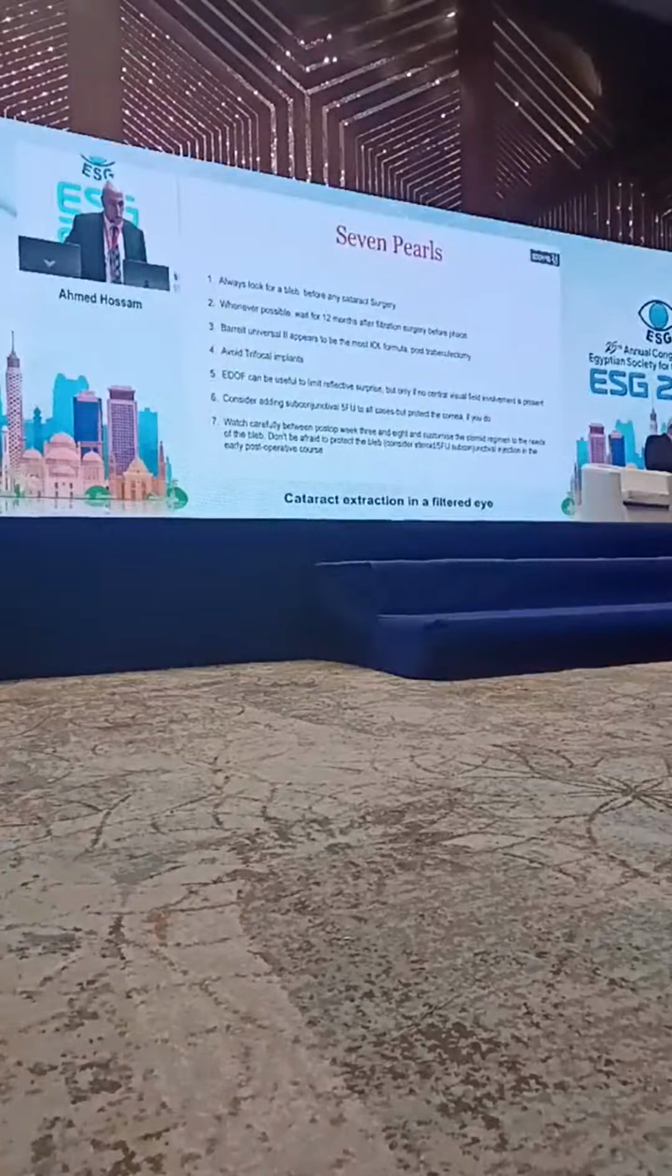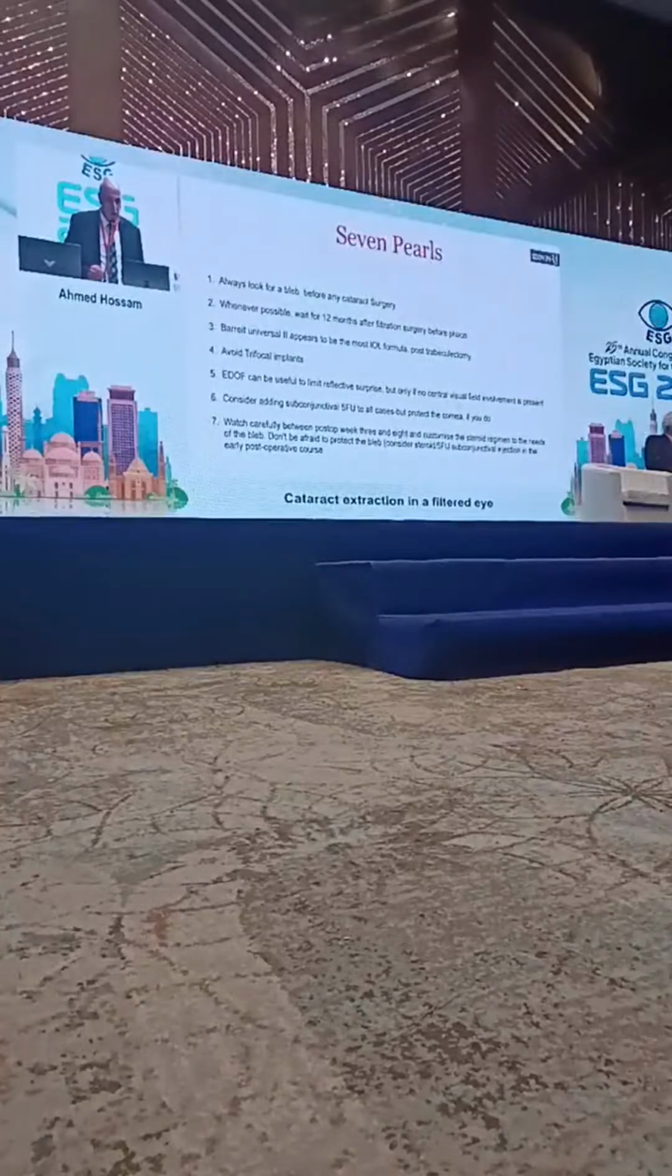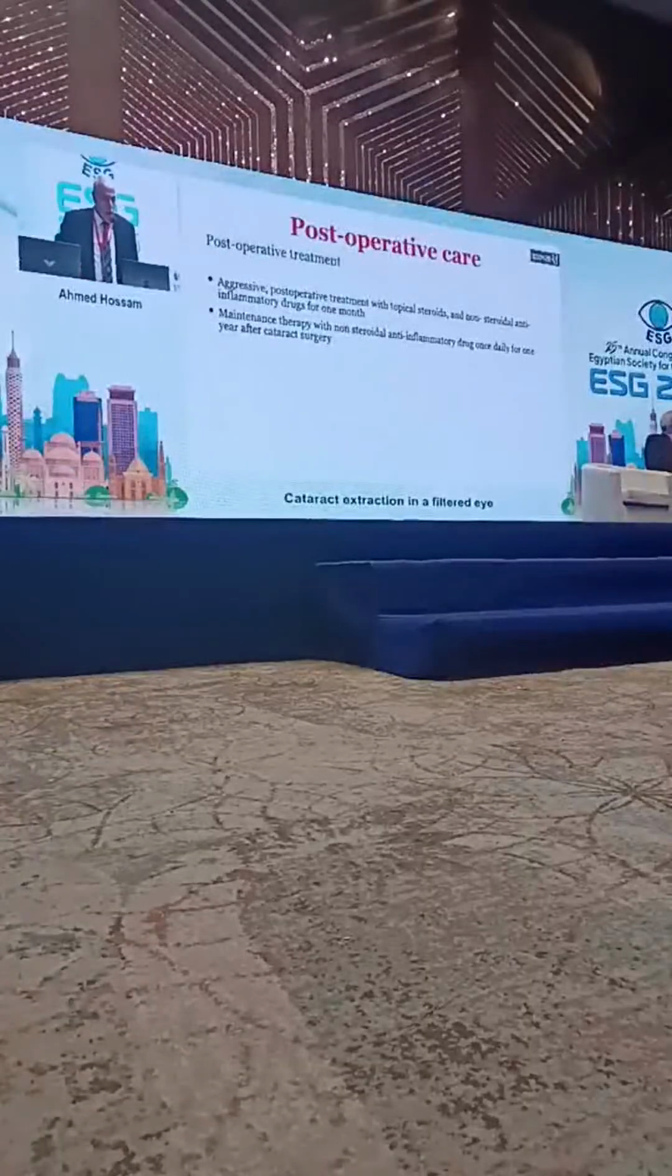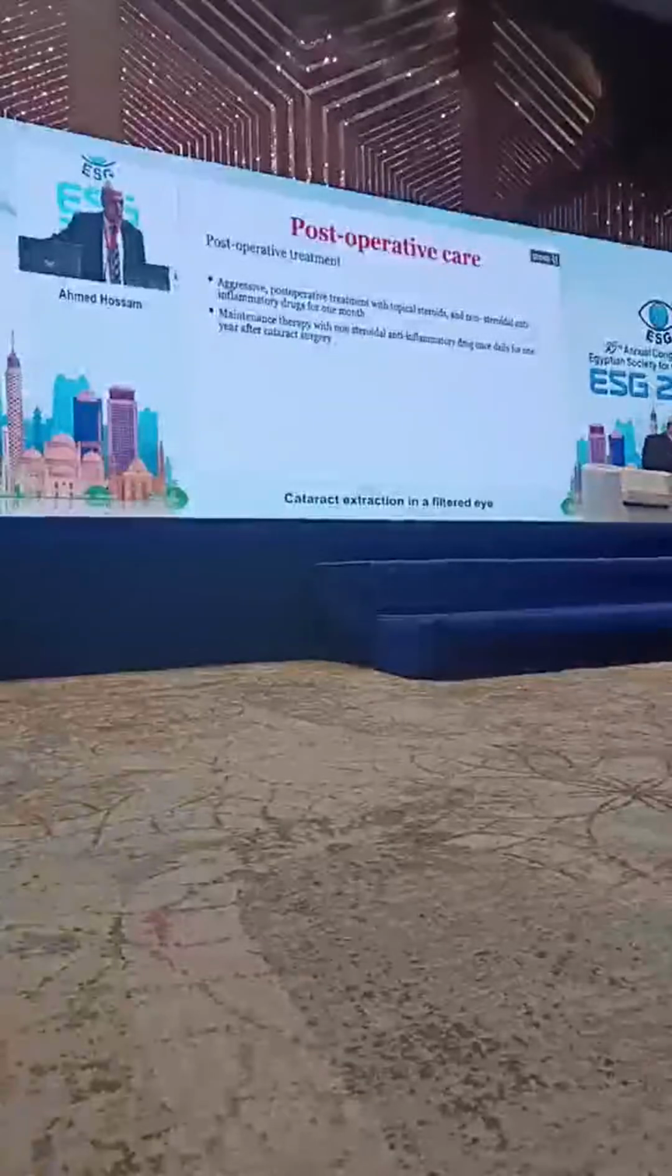Watch carefully between postoperative week 3 and 8 and customize the steroid regimen to the needs of the bleb. Don't be afraid to protect the bleb. Consider steroid or 5-FU subconjunctival injection in the early postoperative period. Postoperatively, we aggressively treat with topical steroids and non-steroidal anti-inflammatory drugs for 1 month. Maintenance therapy with non-steroidal anti-inflammatory drugs once daily for 1 year after cataract surgery.